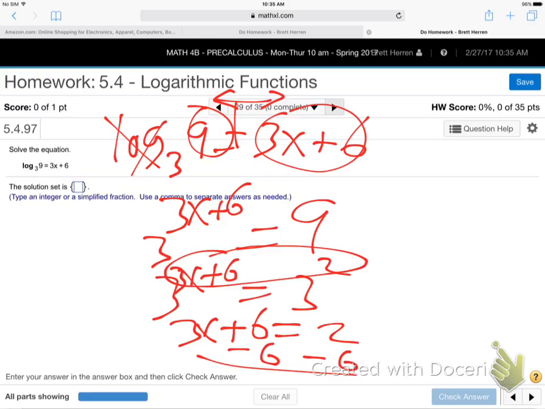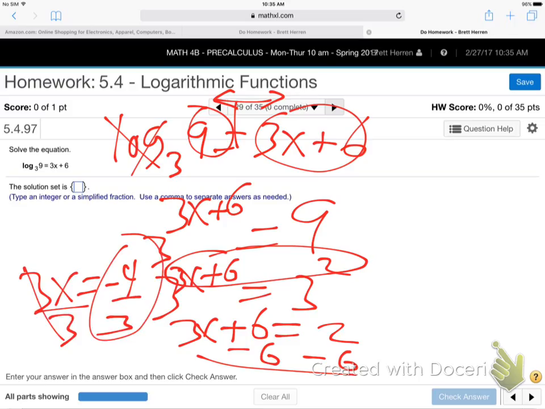Subtract 6. What is that? 3x is negative 4. Divide by 3. Negative 4/3. We all good on that? So you make the bases the same, then set the powers equal, right? We're going to get new ones.